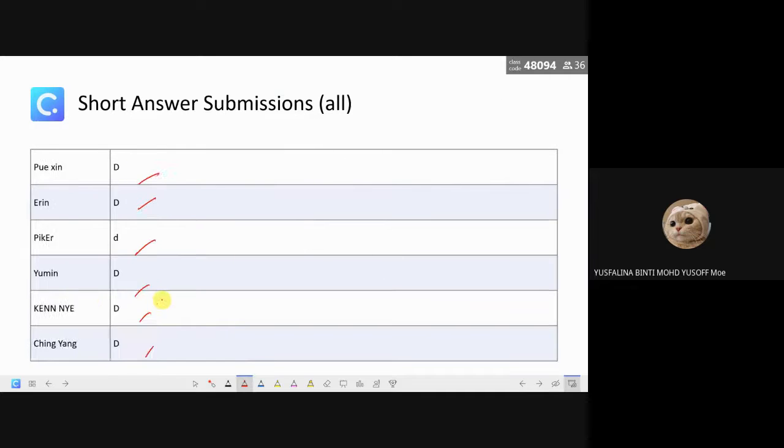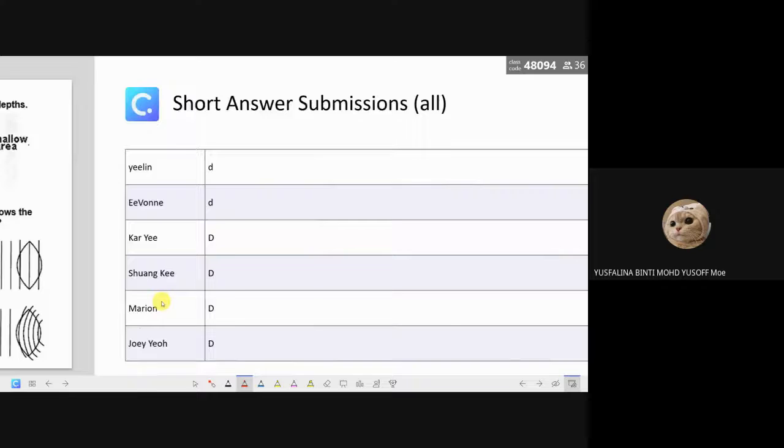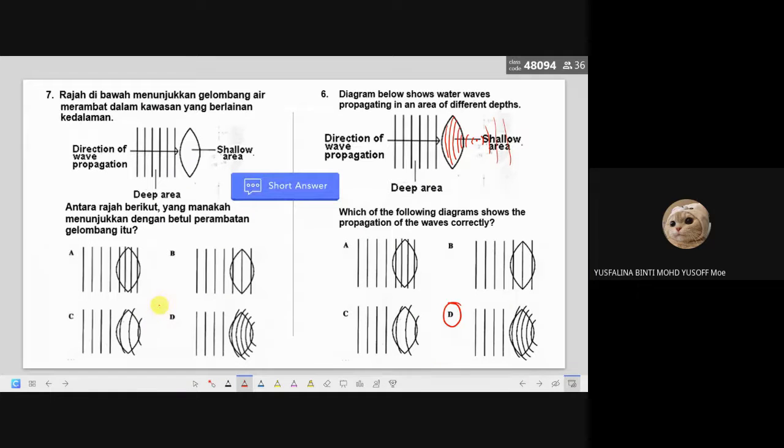Wait, I check why some of you answered A. No, because they have to follow the shape of the perspex here. So this perspex plate is convex, so they have to follow the convex shape. And some of you answered C. No, because this one is the shallow area. So it's already labeled for you, right? Shallow area means the wavelength will be decreased.